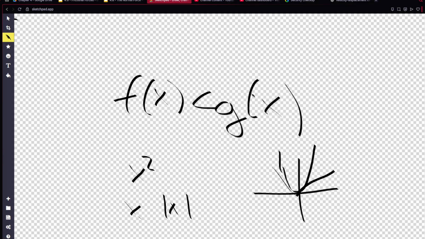So no matter what your input is of g of x, if this is g of x, and that is equal to f of x, g of x will always be greater. So the squeeze theorem is the dominance theorem.